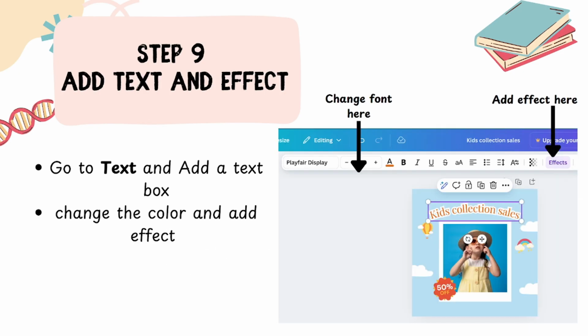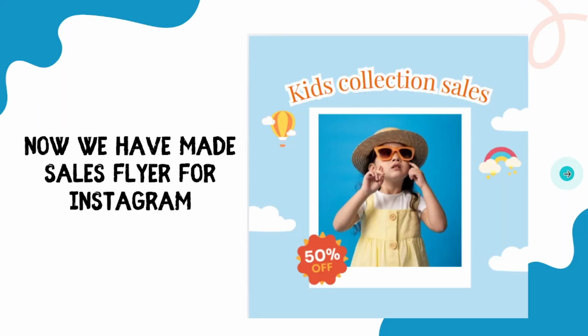The next step for you is to add text and effects, which I believe is the last step. So you go to text and add a text box, then change the color and add effects. You can add your effects here. You can change your fonts here. So now we have made a sales flyer for Instagram.